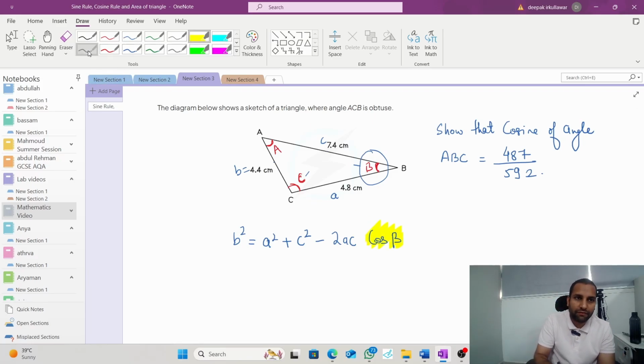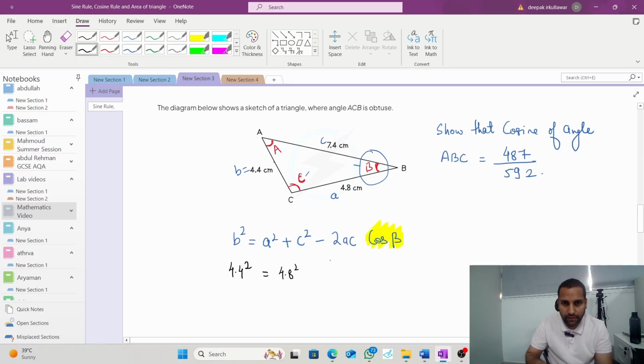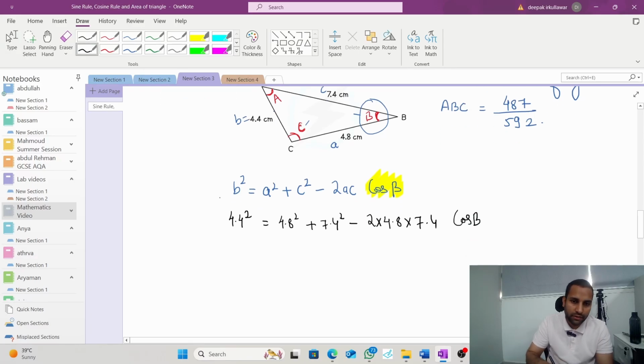So what I will do, I will first plug in the data. What is your b square? b square is 4.4 square. What is your a square? a square is 4.8 square. What is your c square? It is 7.4 square, minus 2 times a which is 4.8, c which is 7.4, cos B. I will rearrange and I will get the cos B.